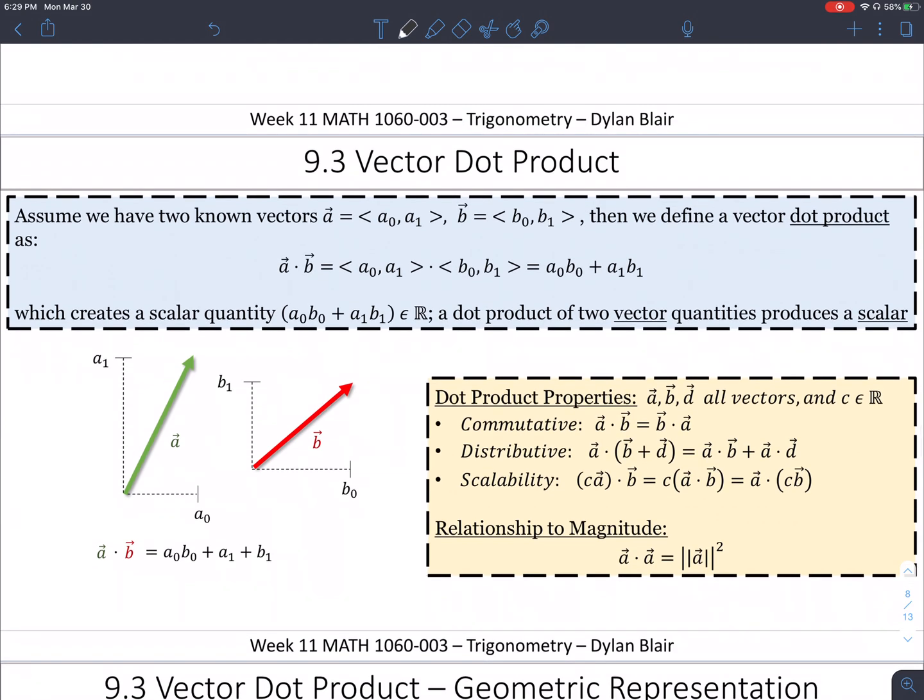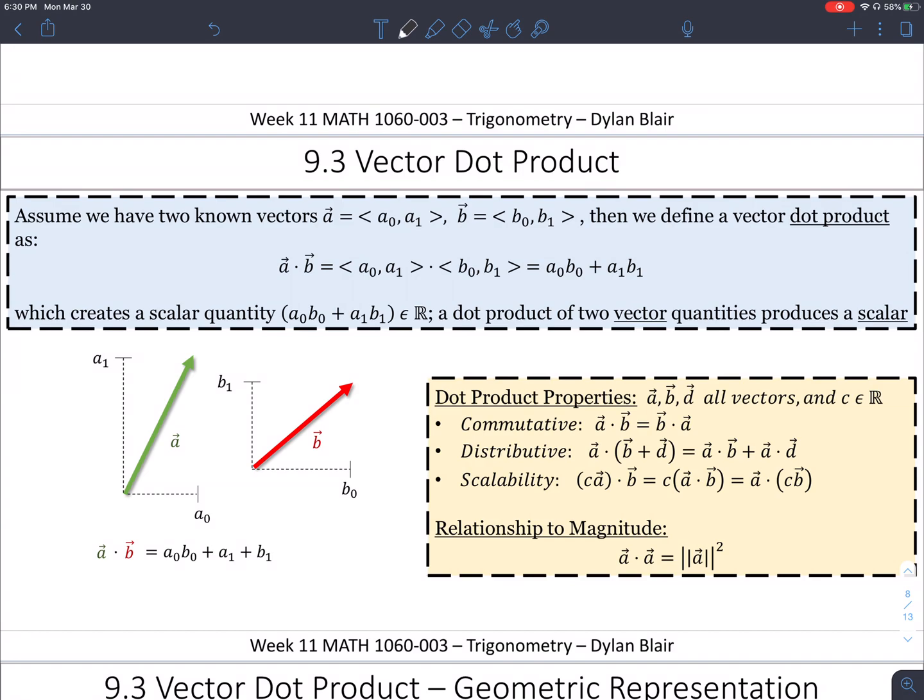Okay, now the dot product is a very interesting concept. When we take the dot product of two vectors, it's different than multiplication. It's not multiplying two vectors. You actually can't multiply two vectors. But when you take the dot product of two vectors, you start with two vector quantities and you end up with a scalar quantity, just a number. Okay, it's just a real number.